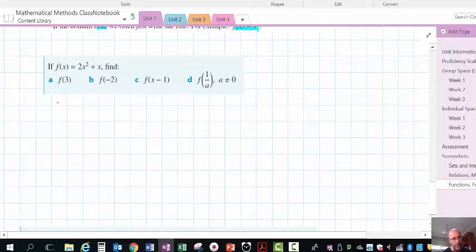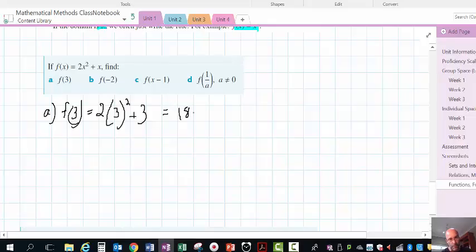If we're given f of x equals 2x squared plus x, find f of 3 in the first instance. So we would be writing f of 3 equals, now we do the substitution, 2 times 3 squared plus 3. So order of operations, square the 3 first, that's 9, times 2 is 18. 18 plus 3, which is 21.